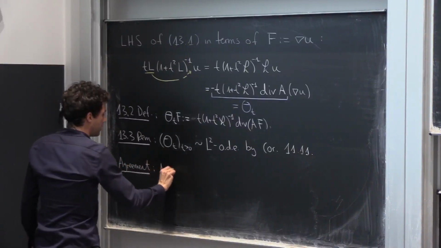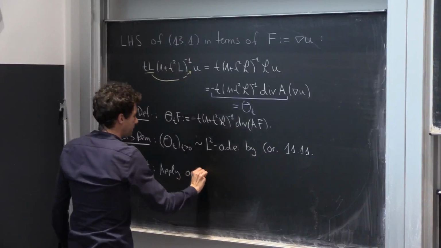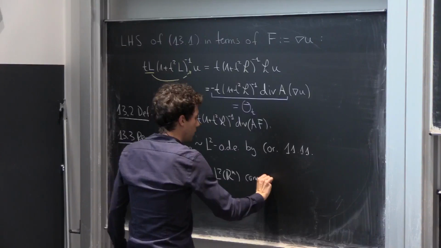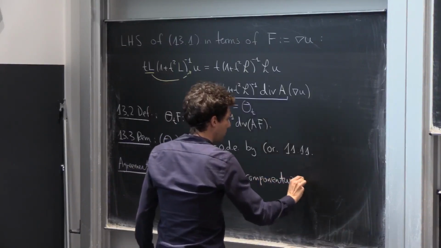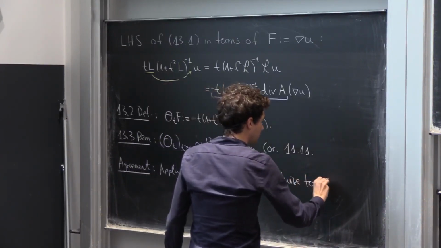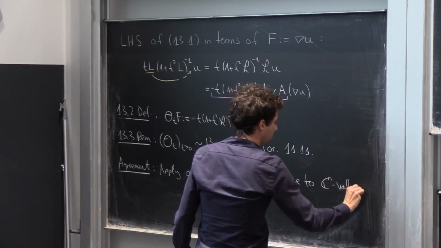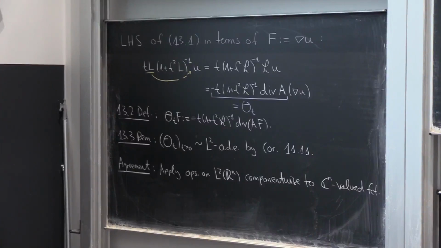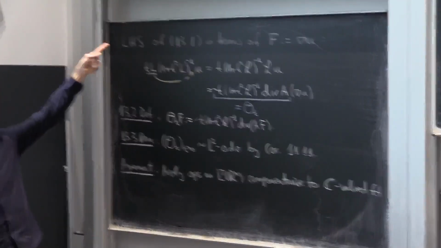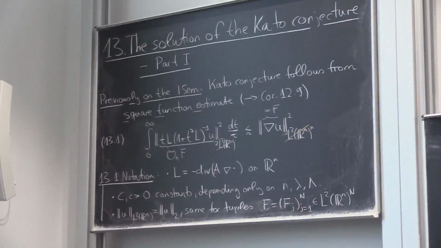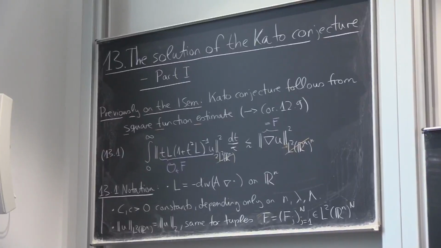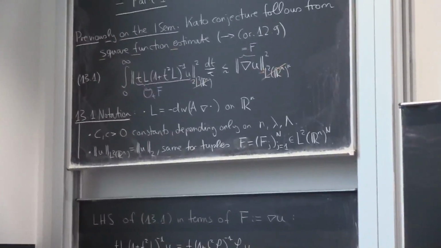I'm going to apply operators on L2(R^n) component wise to C^n valued functions. Okay? For example, something like resolvent of a Laplacian, if I apply it to tuple functions like this F, I just apply it to all of the F_j and then I merge them together in a vector. It's just as easy as that.